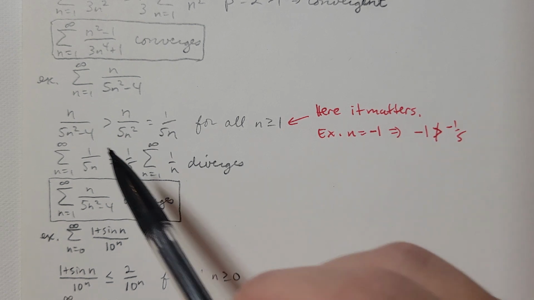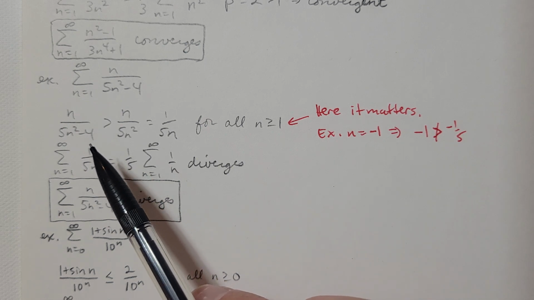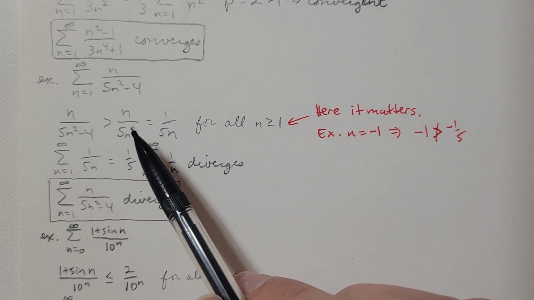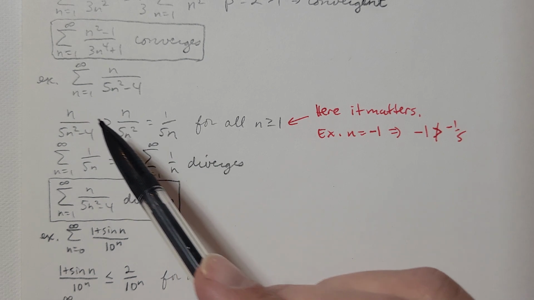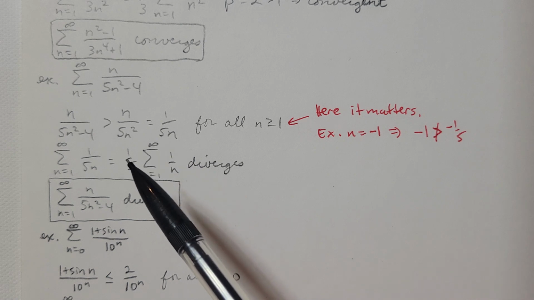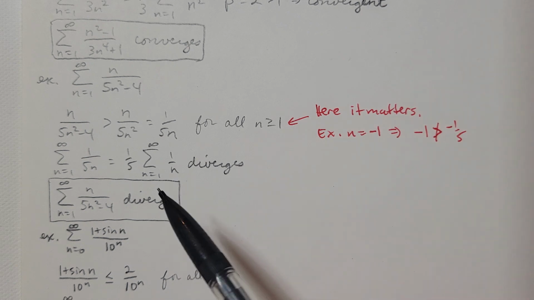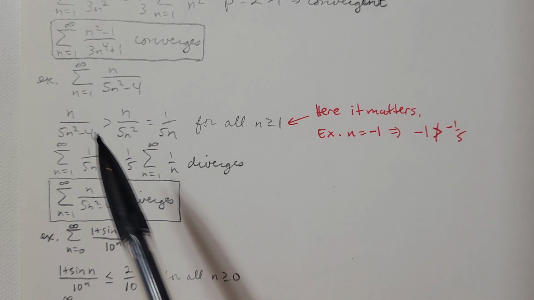Okay, well, I'm going to compare the sequence n divided by 5n squared minus 4 to, now I'm subtracting 4 here. What if I did not have the minus 4? What if I just had n divided by 5n squared? Then which side is bigger? Well, the left side is always going to be the bigger side if I'm subtracting 4 in the denominator. Because, so like if I let n be 1, sorry.